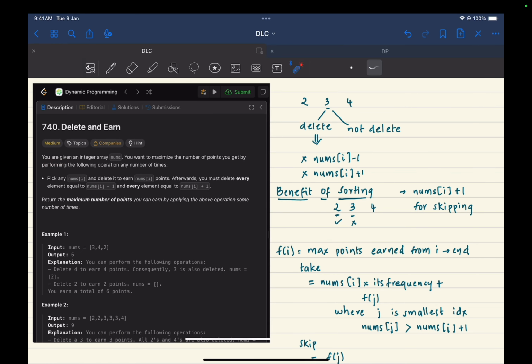Problem statement states you are given an integer array nums. You want to maximize the number of points you get by performing the following operations any number of times. Pick any nums[i] and delete it to earn nums[i] points. Afterwards, you must delete every element equal to nums[i] - 1 and every element equal to nums[i] + 1. Return the maximum number of points you can earn by applying the above operation some number of times.